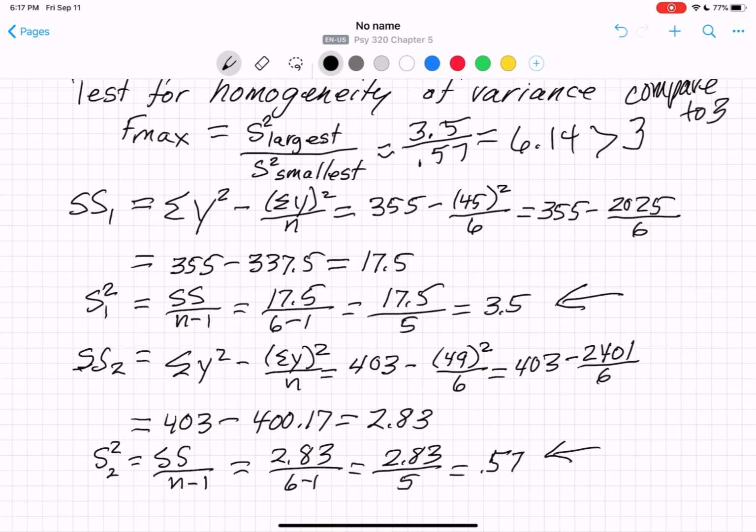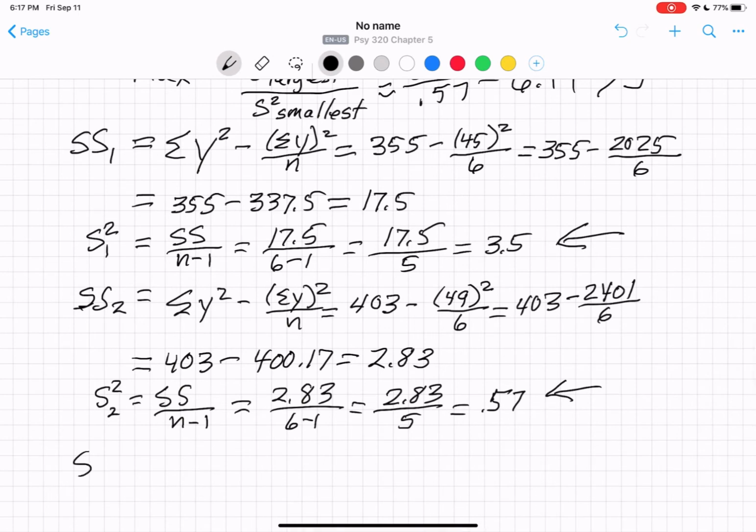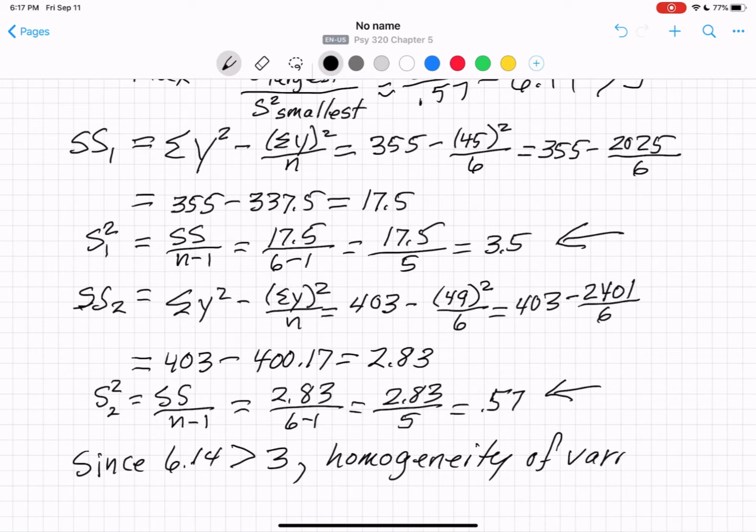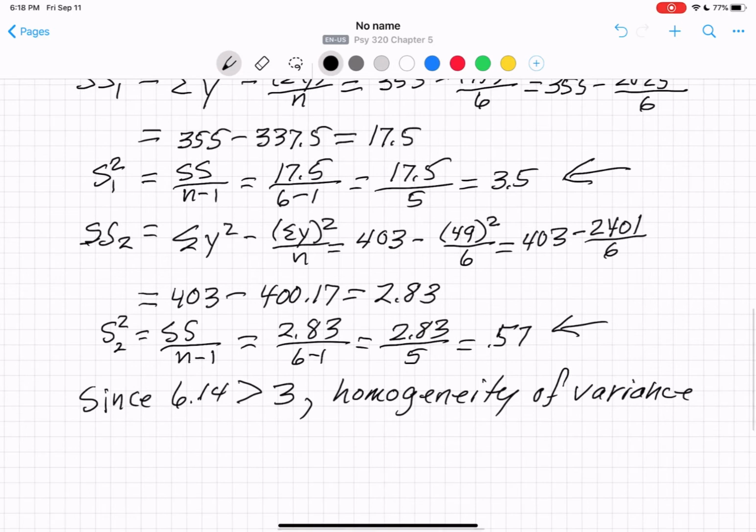Okay, so just reminders. Since 6.14 is greater than 3, then homogeneity of variance is violated. And you want to write that. That's your interpretation of the test for homogeneity of variance.